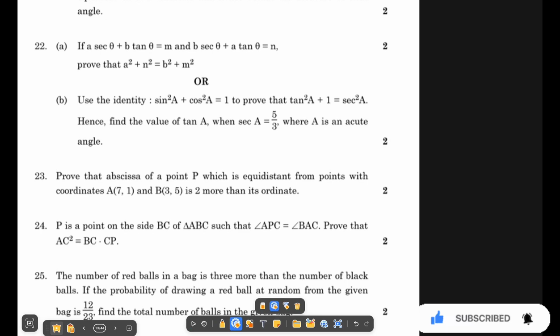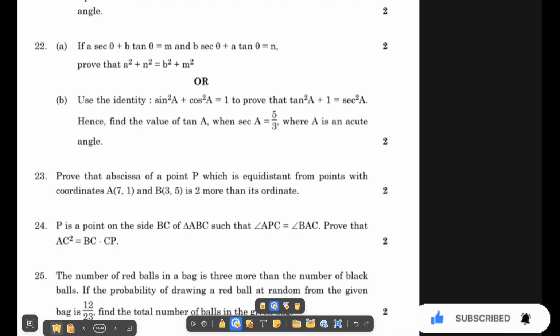So what is the 22b question here? Use the identity sin square a plus cos square a is equal to 1. Prove that tan square a plus 1 is equal to sec square a. To prove this, we have to use this identity. And find the value of tan a if sec a is equal to 5 by 3, where a is an acute angle.